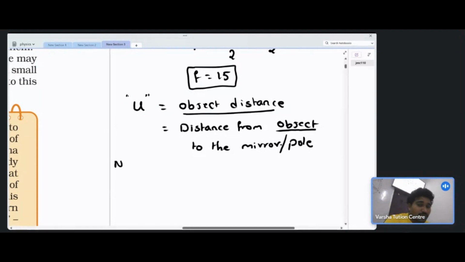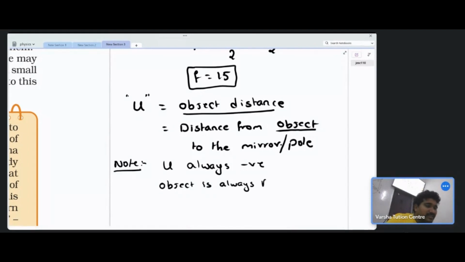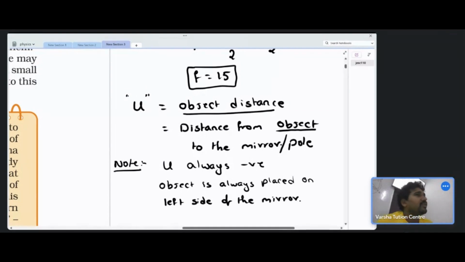And note one strong point: u is always negative. Why? Because we fixed one condition. Why? The object is always placed on the left side of the mirror. Object is placed on the left side of the mirror.